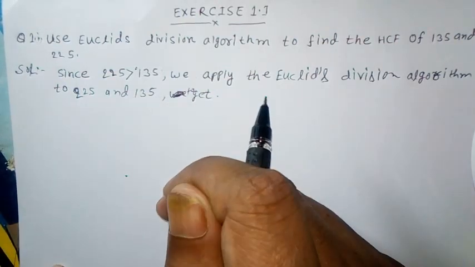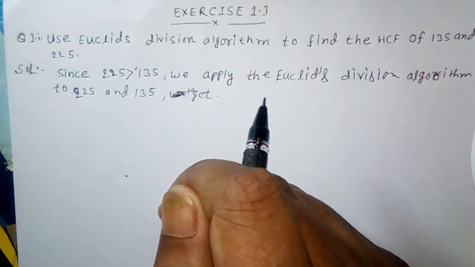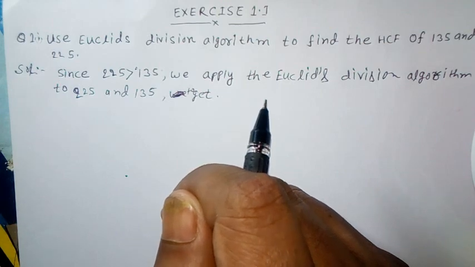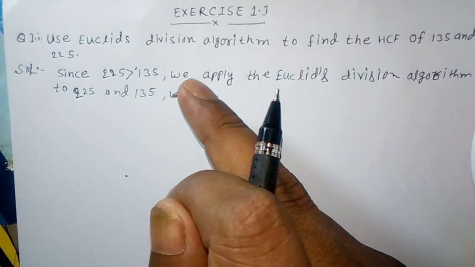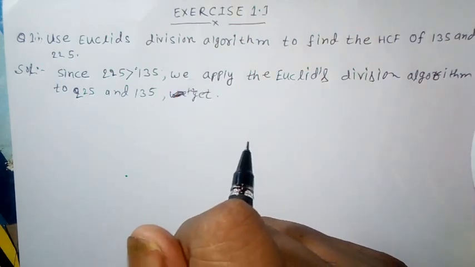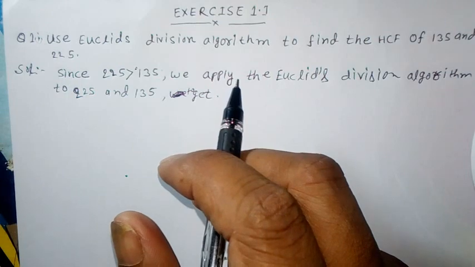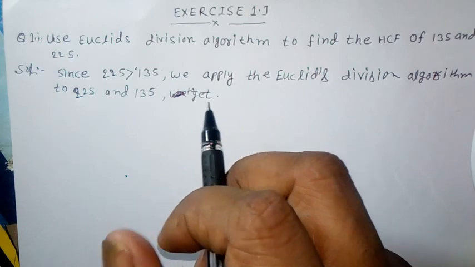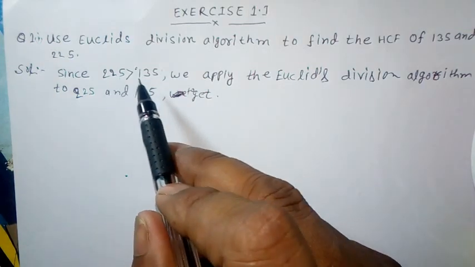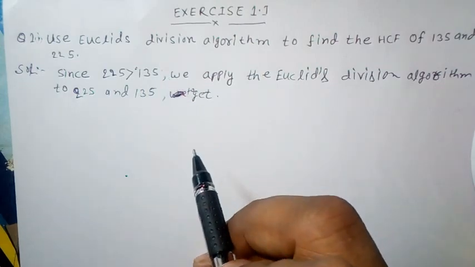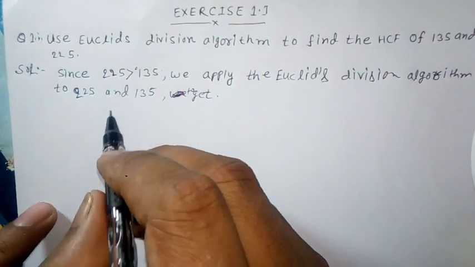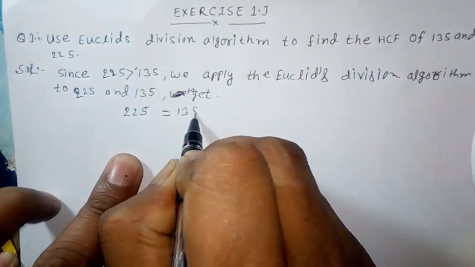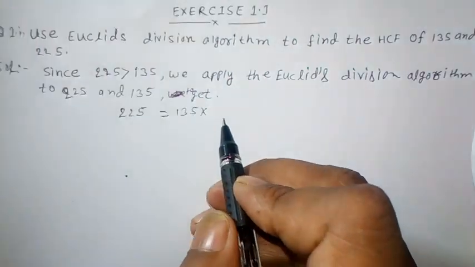We know the theorem, Euclid division algorithm. This formula is a equals bq plus r. This formula we apply here. Here a is equal to 225 and b is equal to 135. Now we apply this: a is equal to b into q, where q is the quotient.